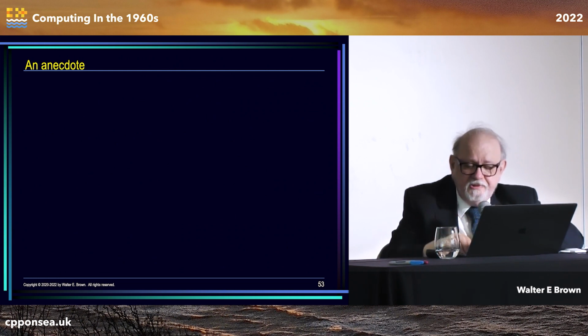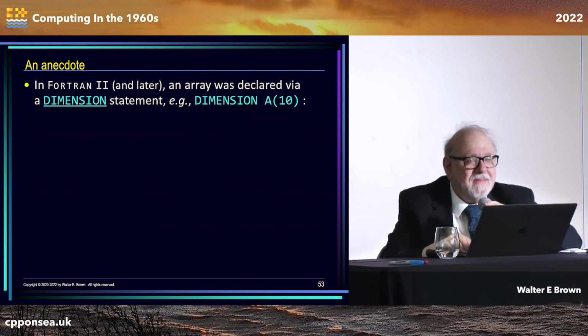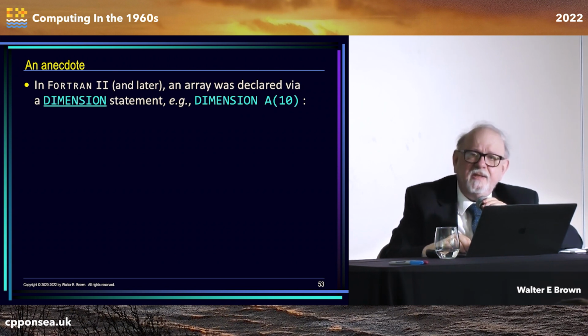Okay, I'd like to share with you an anecdote. I've not publicly told this before. So it turns out that in Fortran 2 and later as well, in Fortran, you declare an array via a special statement known as a dimension statement. And there's an example. You say dimension A parentheses 10. Of course, that gives you an array of extent 10. And the lower bound by definition was 1. Okay? Fine.